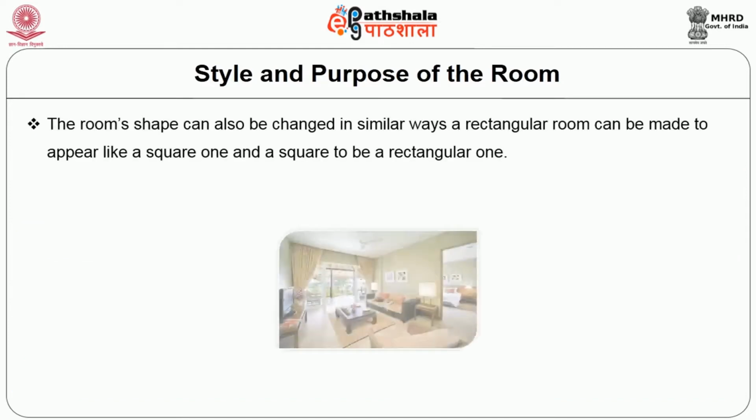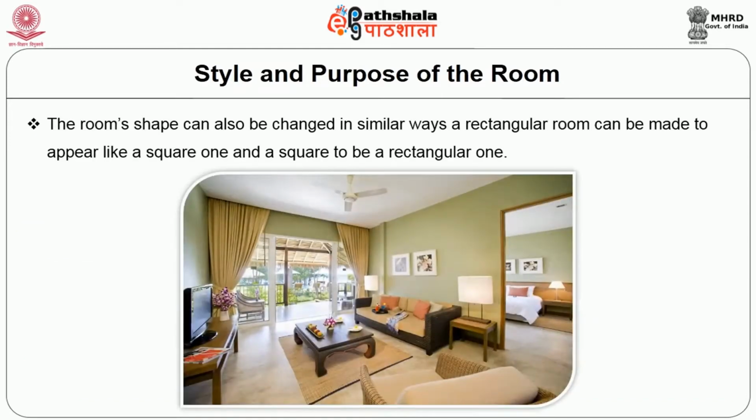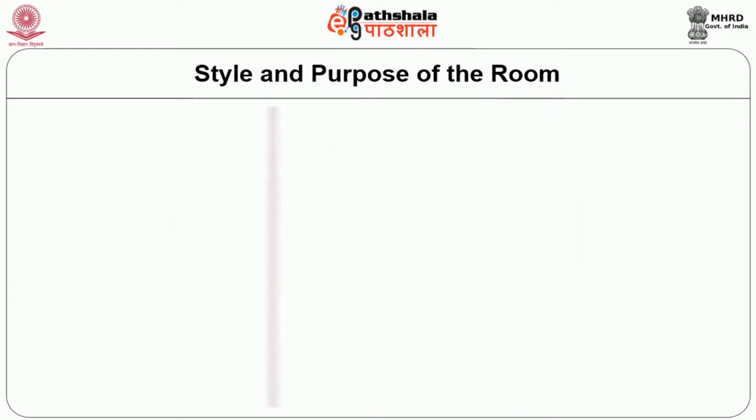The room's shape can also be changed in similar ways. A rectangular room can be made to appear like a square one, and a square can be made to look like a rectangular one. This can be obtained by alternating receding and advancing colors on the four walls of the room, thereby changing the shape of the room. Thus, the room can be made to appear in a better proportion.